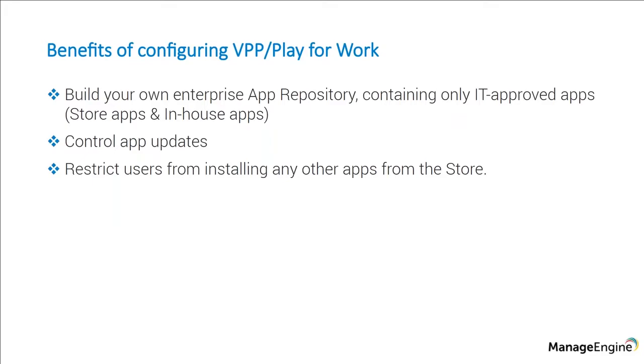Apart from just automating the app installation process, there are a few other benefits of configuring VPP and Play for Work. You can build your own enterprise app repository containing only your IT-approved apps, which include both your store apps as well as your in-house apps. You can also control app updates and restrict users from installing any other apps from the store.